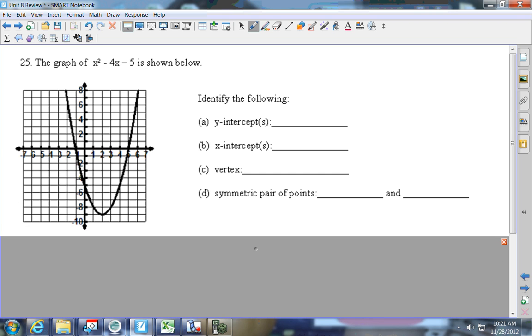Let's just look at that first part here. What is the y-intercept? The y-intercept is right here at 0, -5. The x-intercepts, -1, 0, and 5, 0. What is the vertex? The vertex in this case is a minimum. Down here at the bottom, it is 3 and -9.